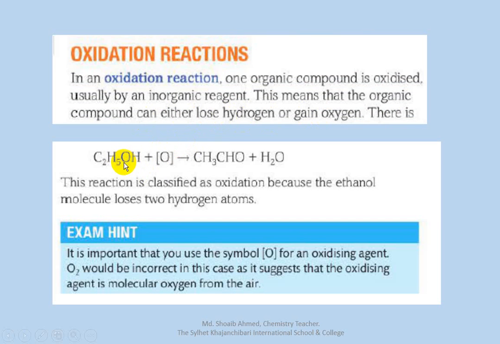Here is ethanol, and this is the oxidizing agent. We write the oxidizing agent in square brackets. This is diamond oxygen. So here ethanol becomes this compound and water. Look at this compound here, hydrogen is 5 and 1. So hydrogen is a total of 6 hydrogen here, and here there are 4 hydrogen. So what happened here? Is it gain of oxygen or loss of hydrogen?